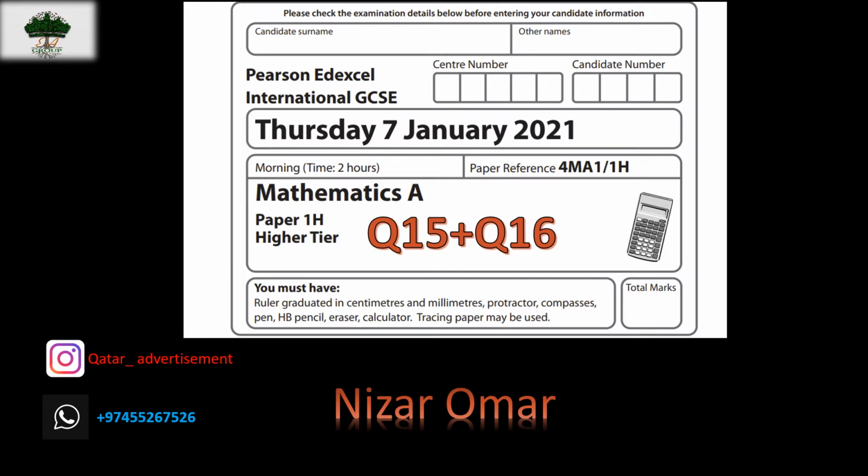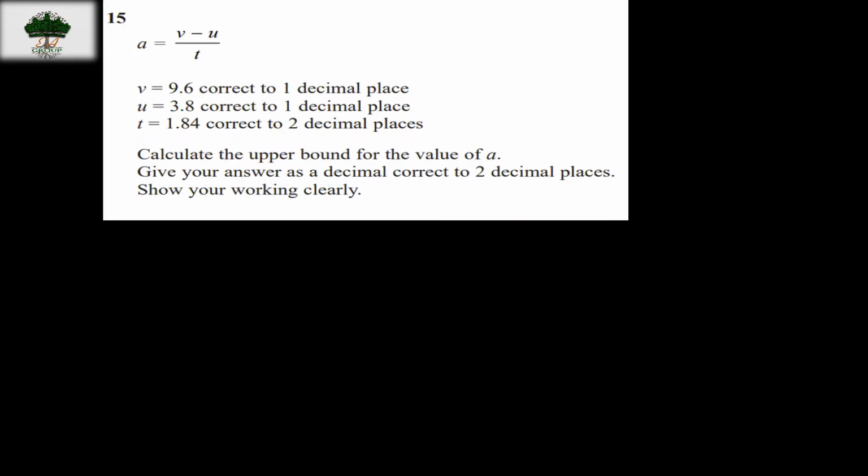Today we will solve question 15 and 16. Question number 15, we have the expression of A, which is V minus U divided by T, and it shows the three values of the three letters, and each letter is corrected to one or two decimal places. We need to find the upper bound for the value of A.